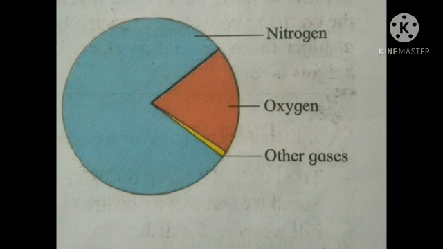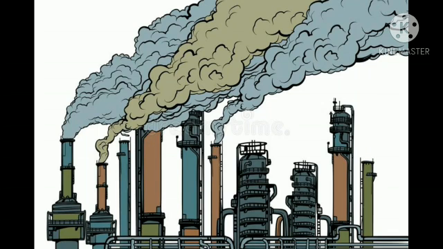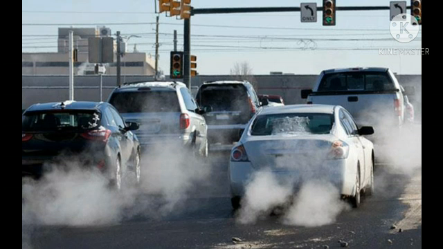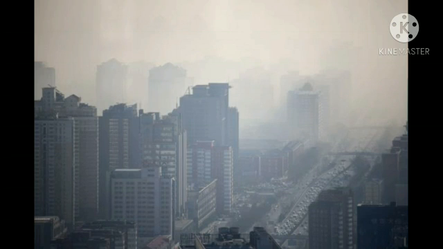Now, if we draw a circle to represent air, then the quantity of each gas in the mixture will be as shown alongside. Do you know the burning that takes place in factories, vehicles, stoves, in kitchens, etc., gives out smoke. This smoke too mixes with the air around us.